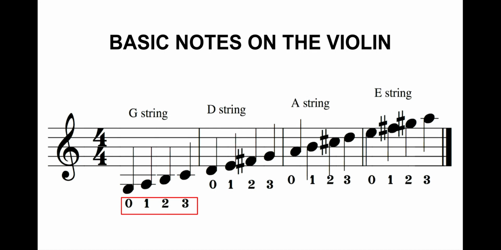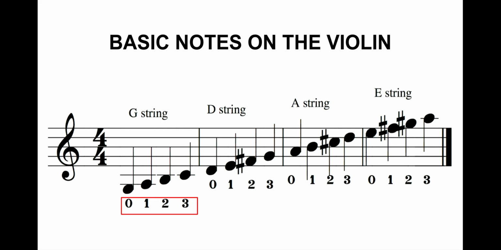Below the notes, you can find numbers. These represent finger numbers. The 0 represents open string. As you can see in the first measure, the G is 0, which means it's open G. The first finger is going to be an A, and you're going to place your finger on the first tape.